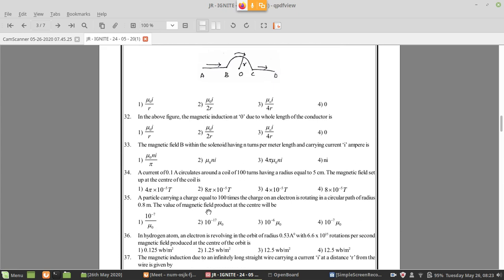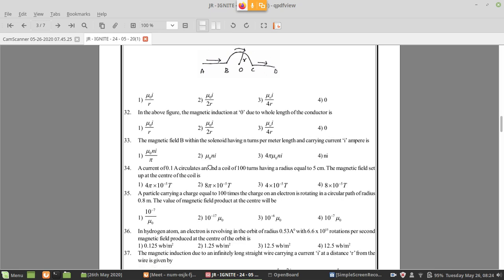Right. In the next question, 33. The magnetic field B within the solenoid having n turns per meter length carrying a current I ampere is. We know the direct formula. So the answer is mu naught n I. Small n is capital N by L. So since that is the choice given, the second choice is the answer for this.